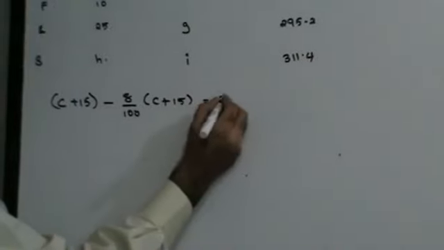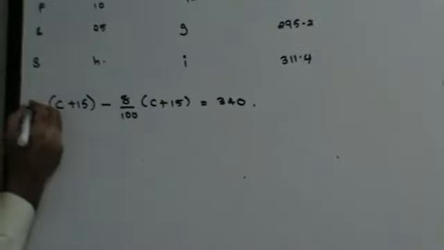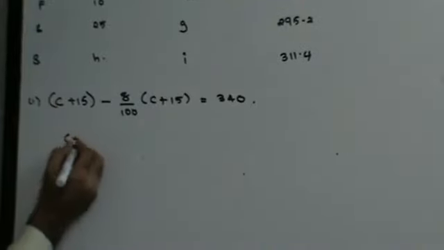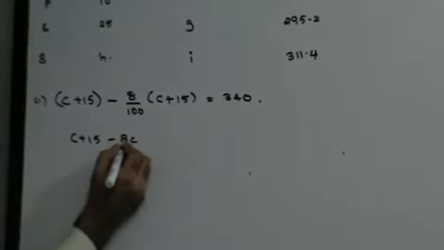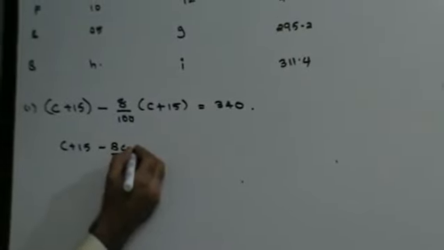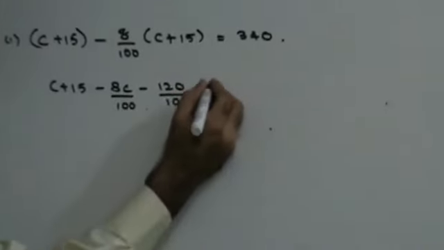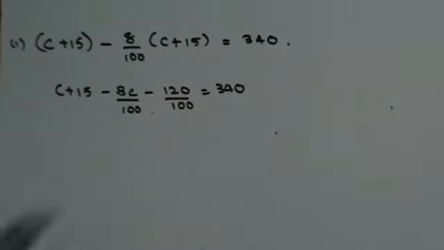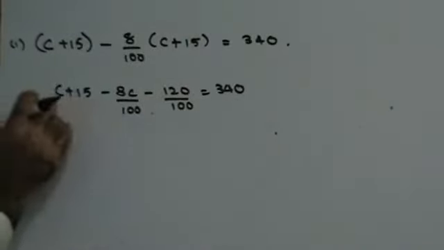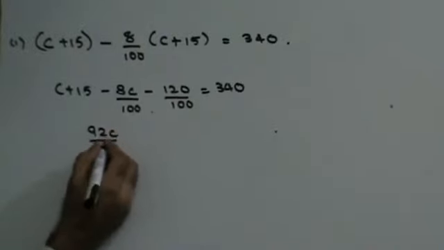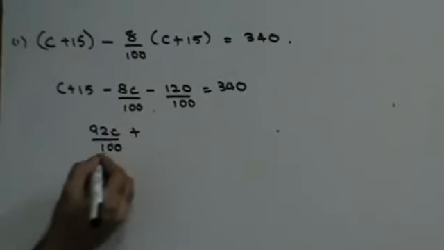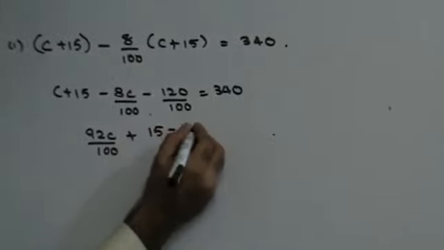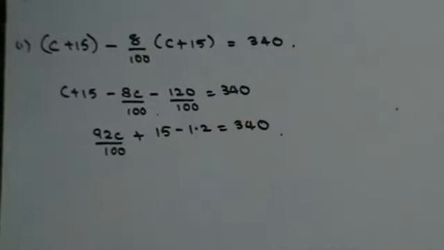So at the end of the day I had 340 centimeters of water. Right? Let's solve this equation, guys. C plus 15 minus 8C by 100 minus 120 upon 100 is 340. Right? Do we get this thing here? So in that case, this is 100 minus 8, 92C upon 100 plus 15 minus 1.2 is 340.